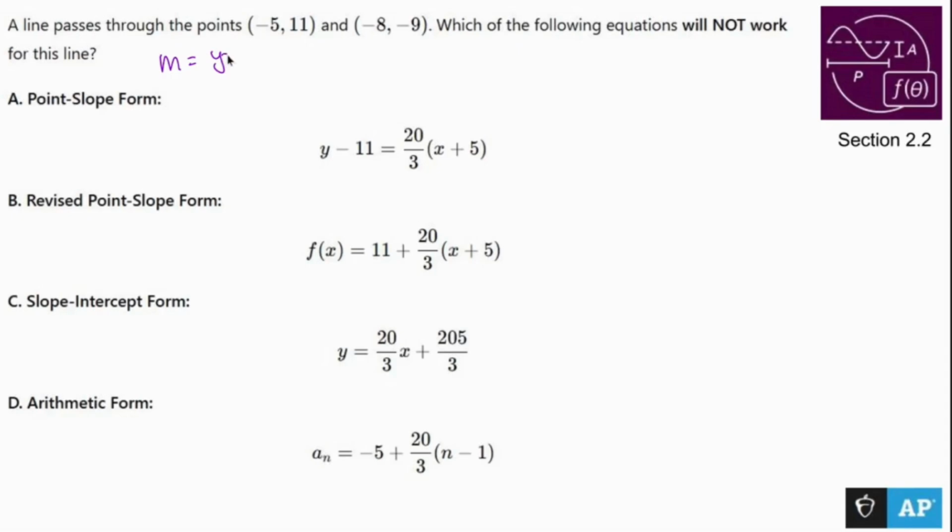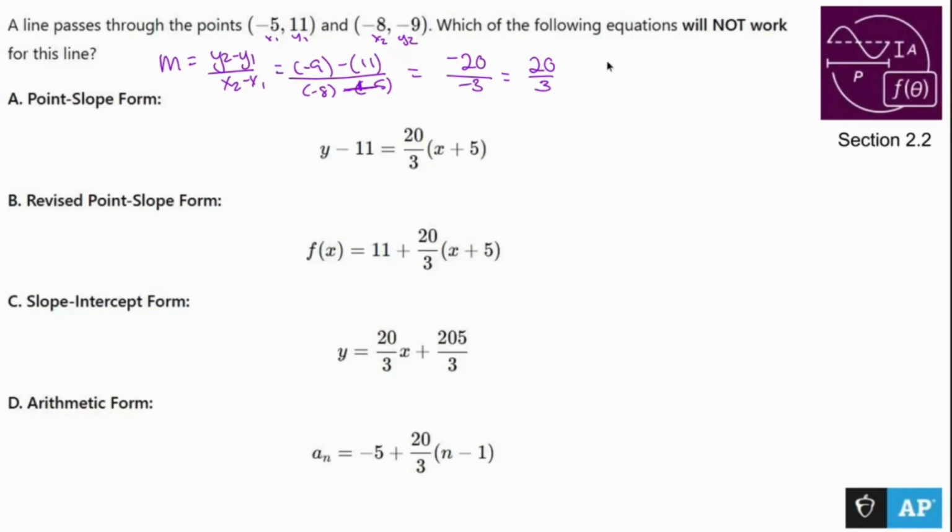So m is going to equal y sub 2 minus y sub 1 over x sub 2 minus x sub 1. If I label (-5, 11) as x sub 1, y sub 1, and (-8, -9) as x sub 2, y sub 2, plug stuff in, I get -9 minus 11, never forget, over -8 minus -5. So -9 minus 11 is -20. Double negative becomes a positive. So -8 plus 5 is -3, which simplifies out to 20 over 3. So that's my slope.